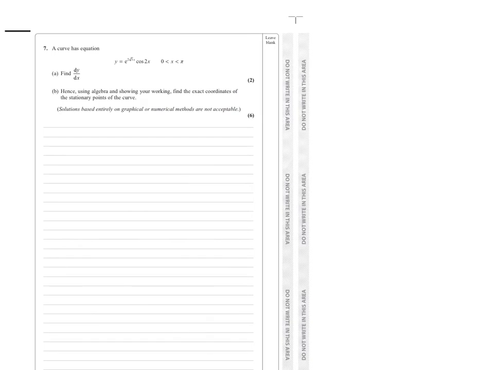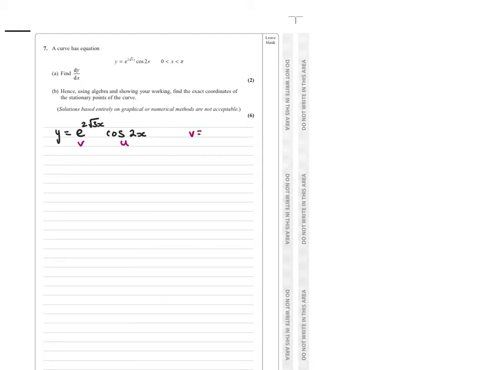Okay, question 7. A curve has the equation y equals e to the power of 2 root 3x cos of 2x. Find the differential. Okay, straight away, what are you thinking? Product rule. Brilliant. So, again, it doesn't matter the order.